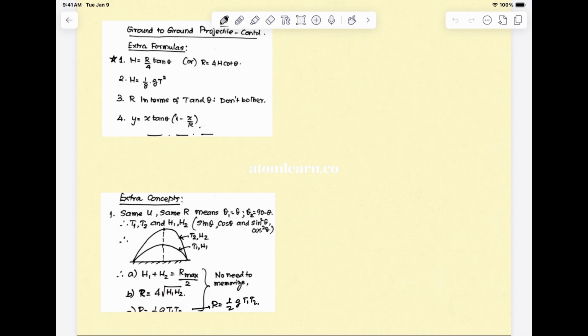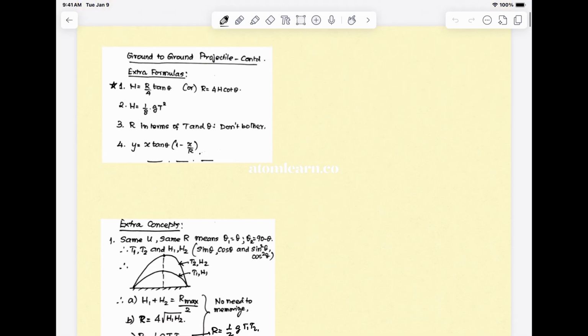Students, in the last class on ground to ground projectile we saw the standard formulas and the standard concepts, and also we solved some example problems. Now in this class we will see some extra formulas.